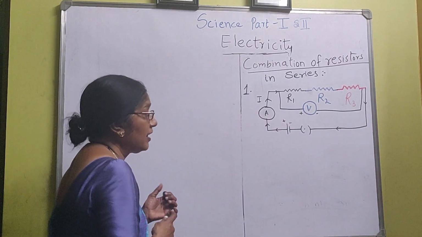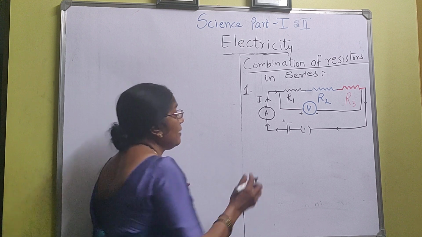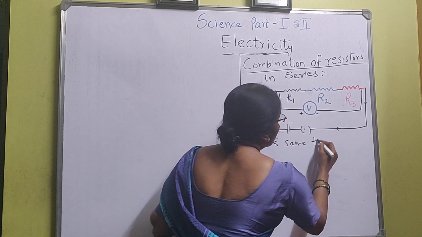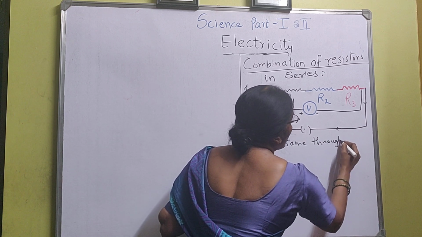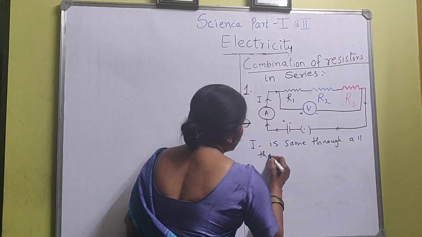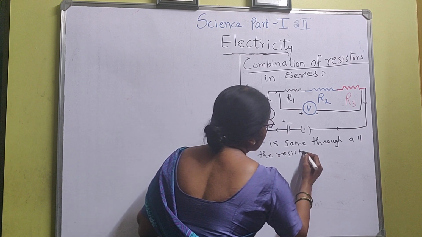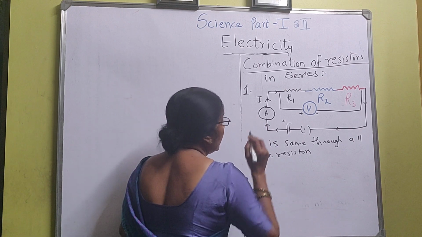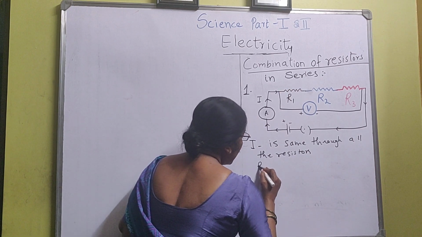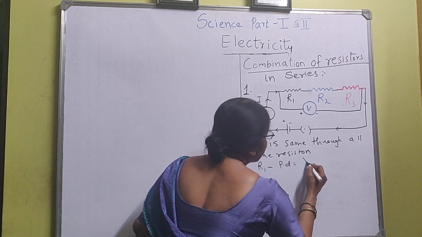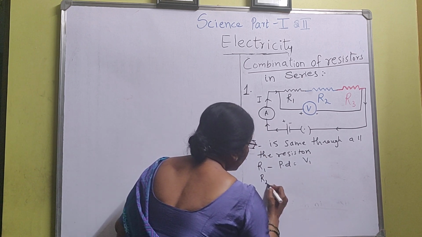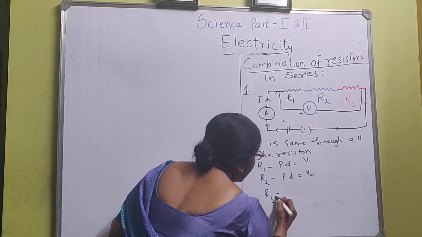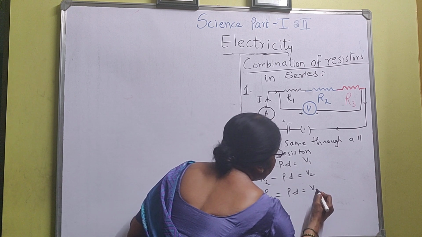So we know over here that the current is the same. So I is the same through all the resistors. Okay, let us take that the potential difference of the first resistor R1 is V1. For R2, let the potential difference be V2. For R3, let the potential difference be V3.